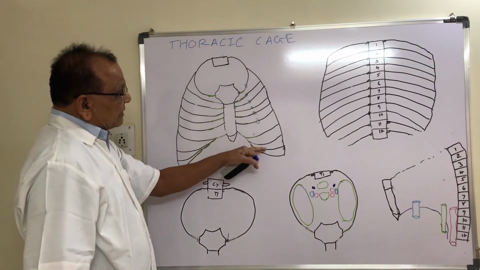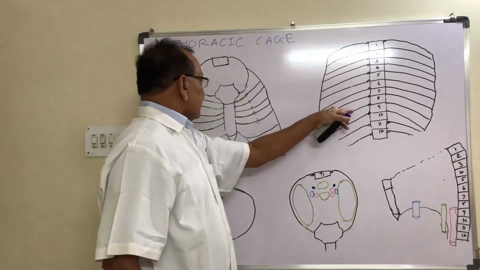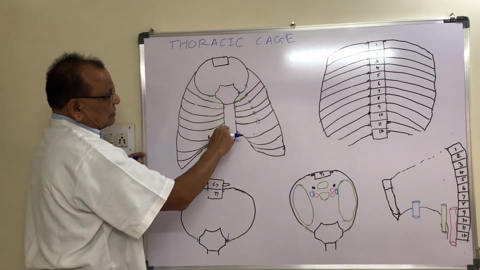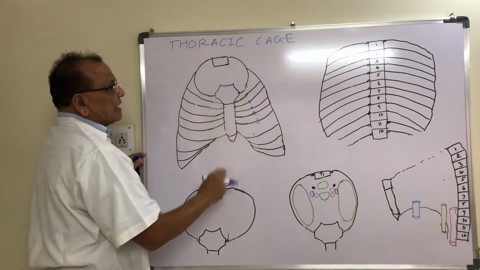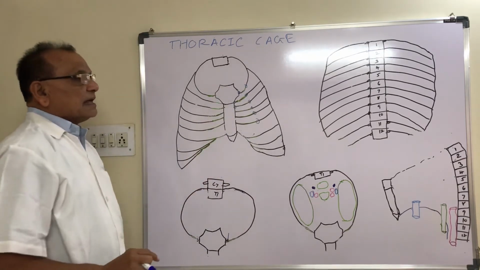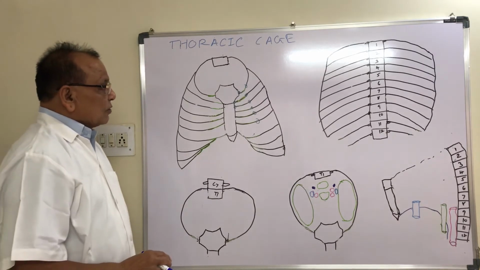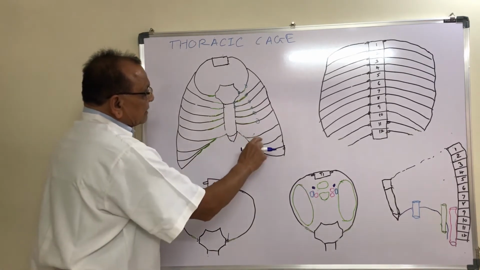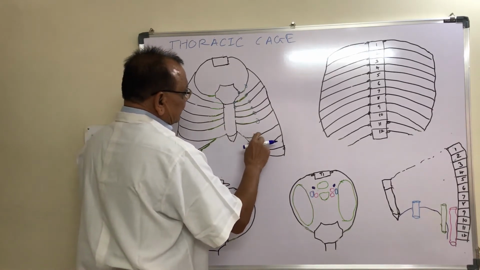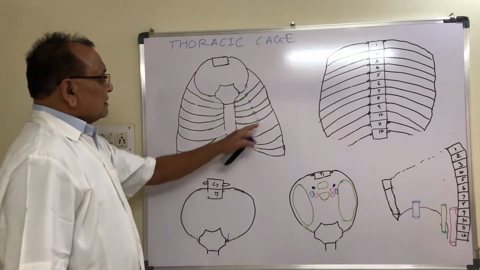It means that the upper 7 ribs posteriorly articulate with the thoracic vertebrae, and anteriorly, via their costal cartilage, are articulated with the sternum. So the upper 7 ribs are known as the vertebrosternal ribs, and vertebrosternal ribs are also known as the true ribs. The lower 5 ribs, meaning 8, 9, 10, 11th and 12th, are called false ribs.